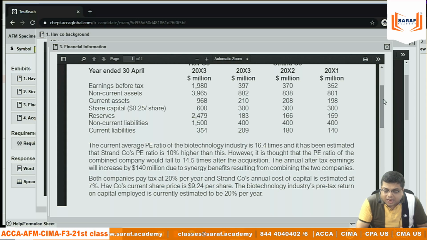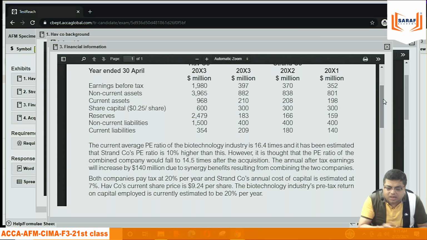Okay. The annual after-tax earnings will increase by 140 million due to synergy benefits resulting from combining the two companies. So you can say that our earning, their earning plus 140. Okay. So one is the P/E ratio detail, one is the earnings detail. So that P into earnings we can do.